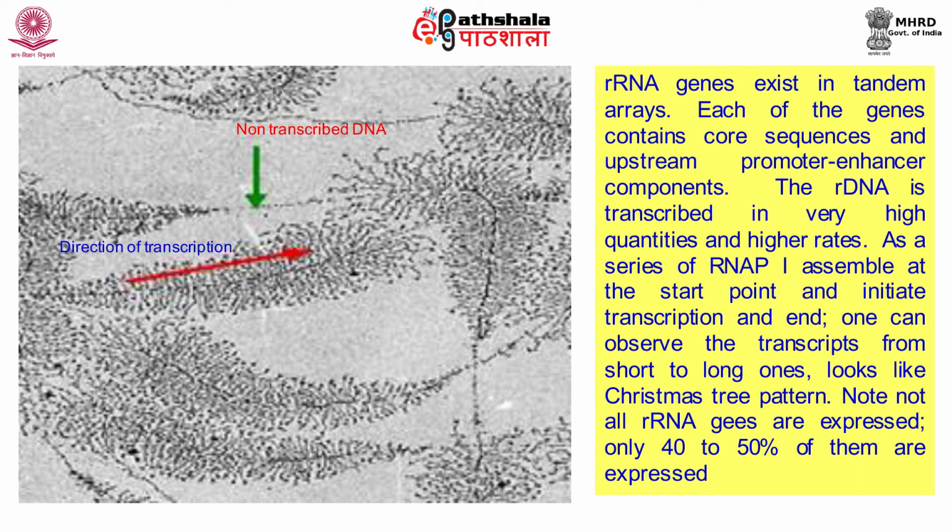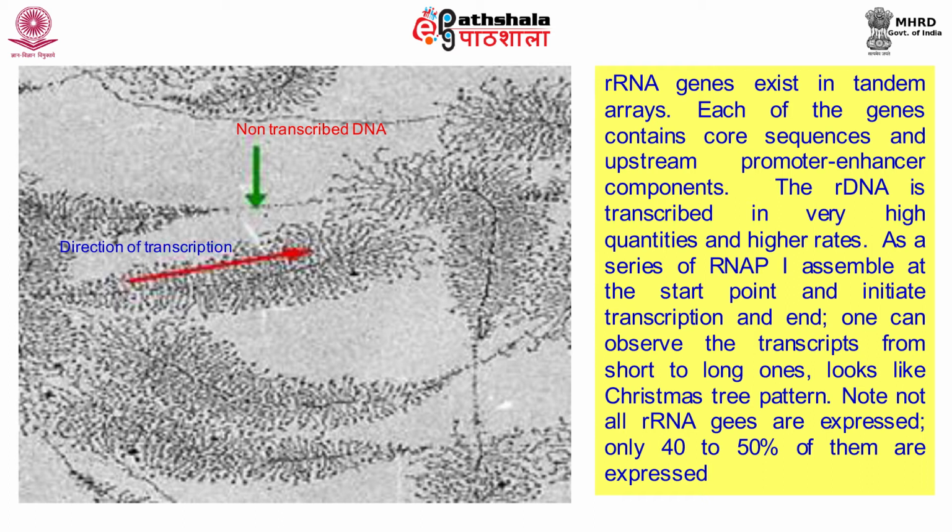The rDNA is transcribed in very high quantities and at higher rates. Miller spreads are the only method for detailed visualization of active ribosomal DNA genes. These preparations of nuclear genes are known as Christmas trees. You can see the arrangement of transcripts in the form of a Christmas tree. The spreads show the gene axis with many engaged polymerase I molecules. The gene axis can be seen as a black long line marked within the tree.